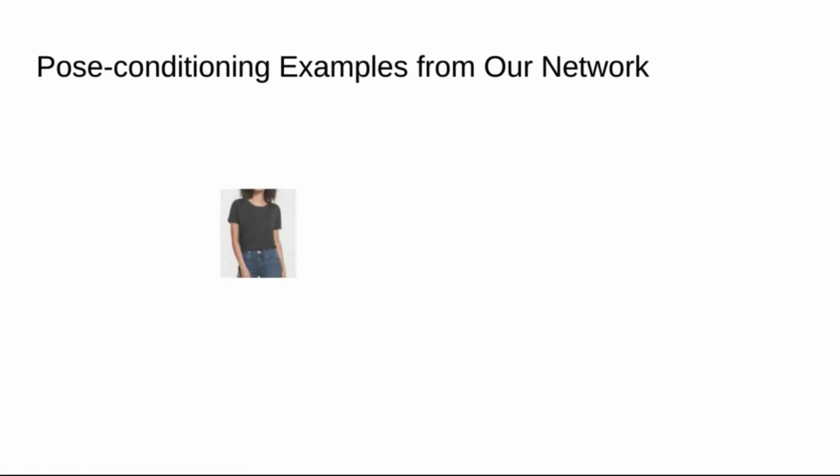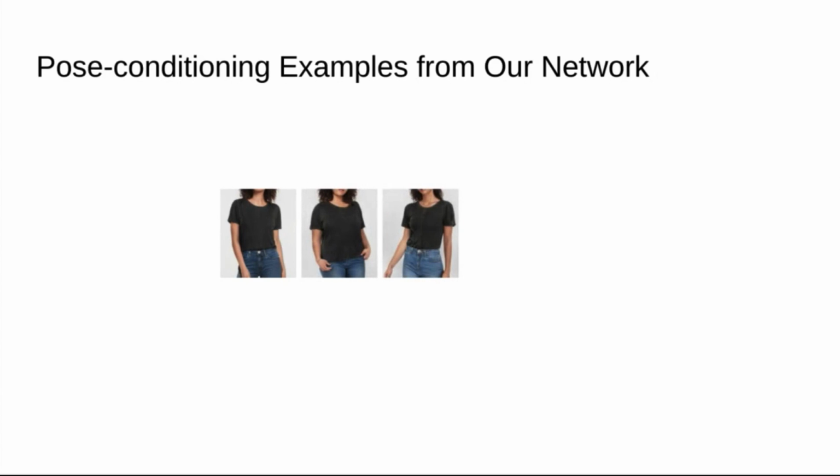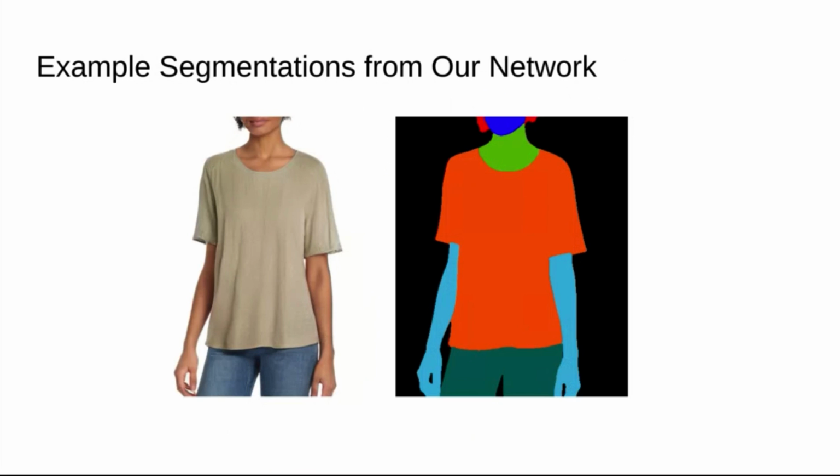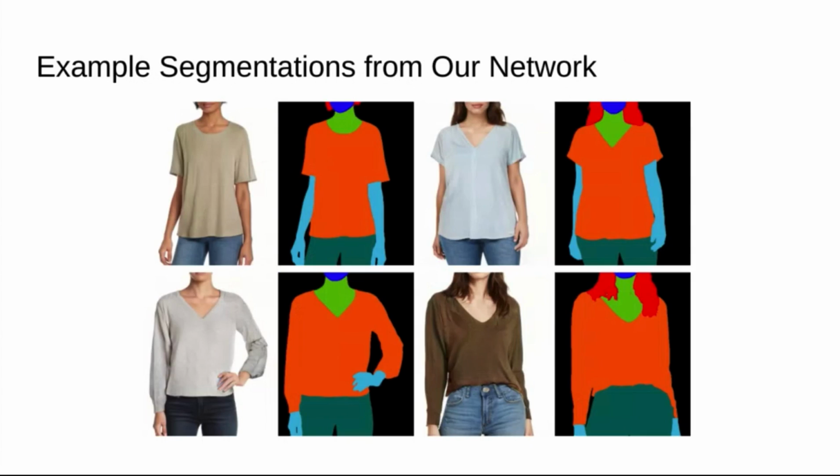Here are some examples of pose condition results from our network. We can generate the same style of clothing across different poses. We can also generate different styles for the same pose. Here we show examples of RGB and segmentation outputs from our network. The segmentations have 9 labels. We can generate accurate segmentations for any pose.